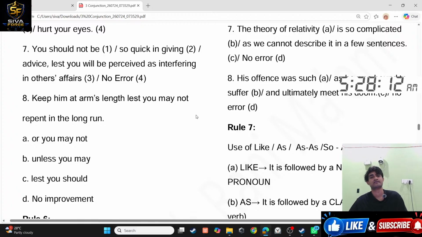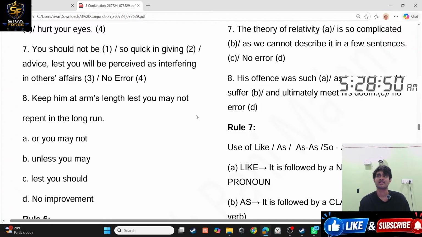35 square 1225, 36 square... Oh, I forgot 36 square. 36 square is 1296.